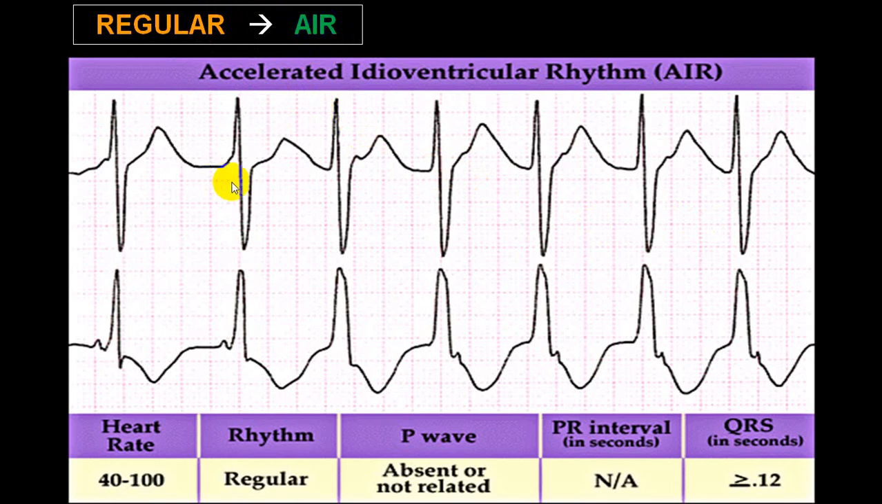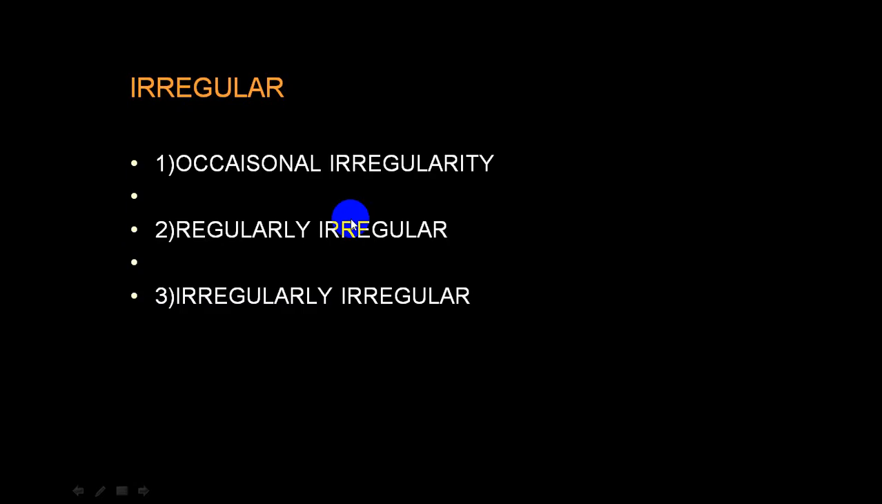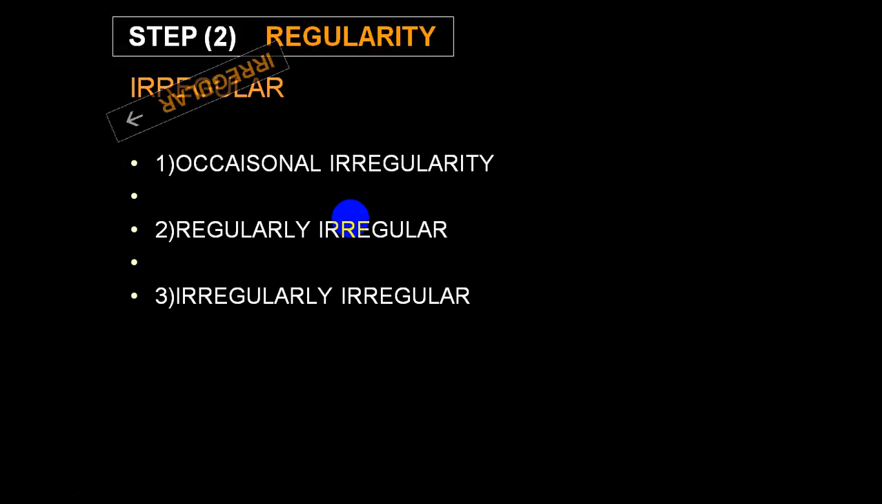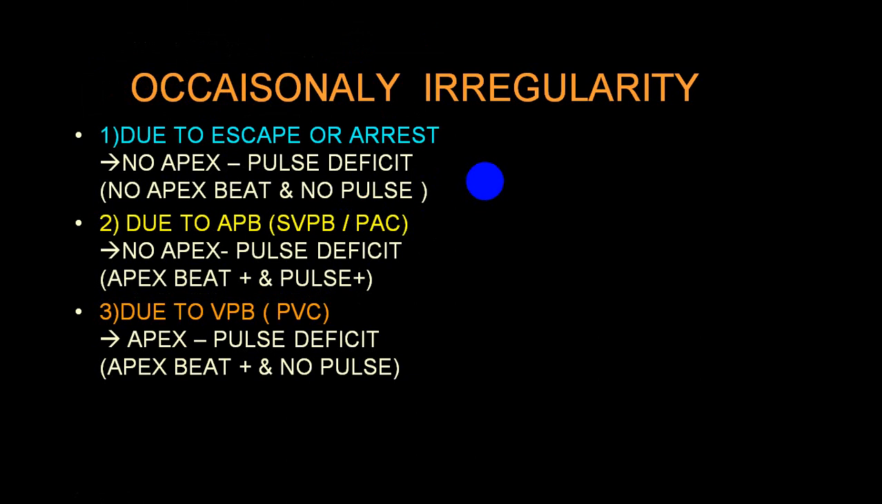But regularity wise, it is regular. Now we are going to an irregular rhythm. Occasional irregularity, regularly irregular, and irregularly irregular. I'll show you some examples. Occasional irregularity is commonly because of premature beats. Occasional premature beats may be supraventricular, which can be atrial or nodal, or ventricular premature beats. And sometimes because of escape rhythms. These are the three classical examples where you will get occasional irregularity.